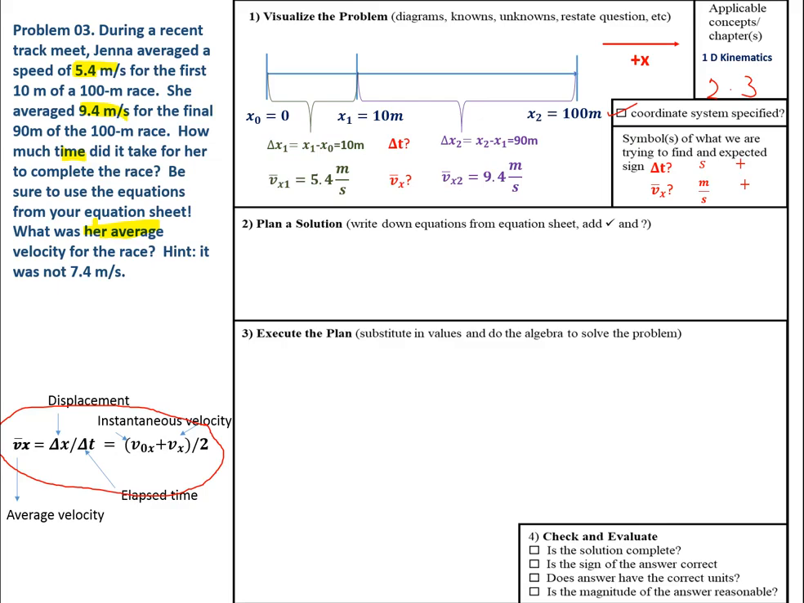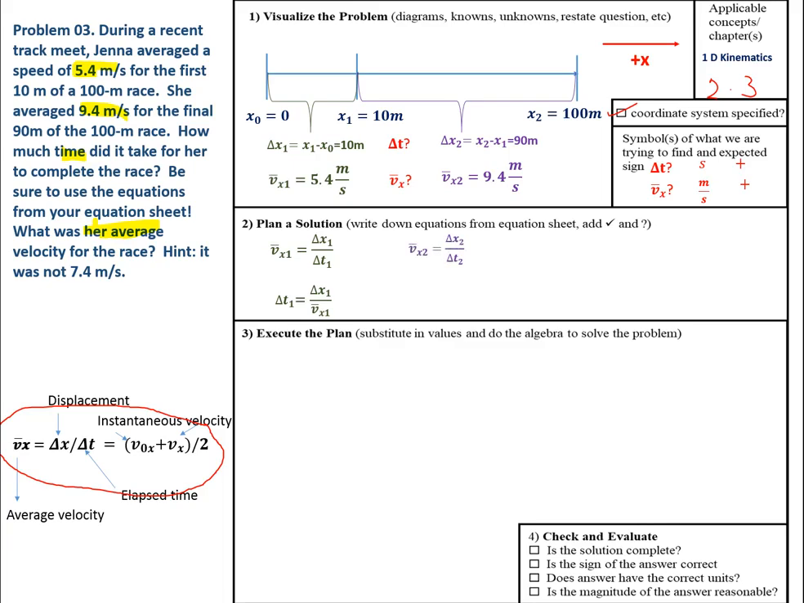Okay. Now let's use the average velocity equation for the first segment of the motion, and then let's cross multiply the average velocity and time interval for this segment, and then we get the equation for the time interval or the elapsed time for the first segment of the motion. That is equal to displacement divided by the average velocity for the first segment.